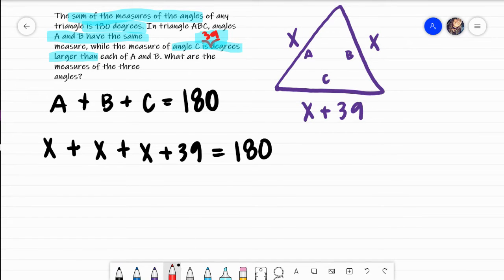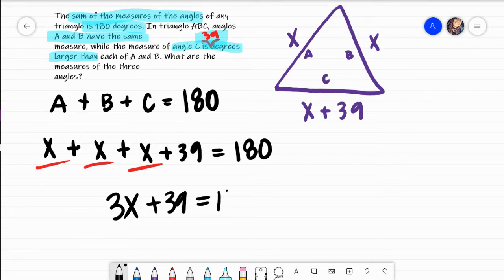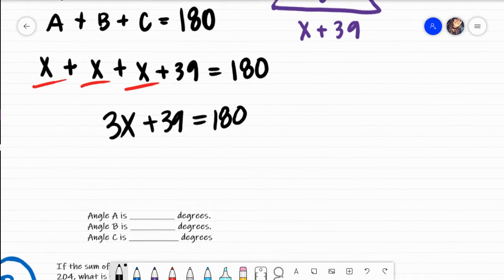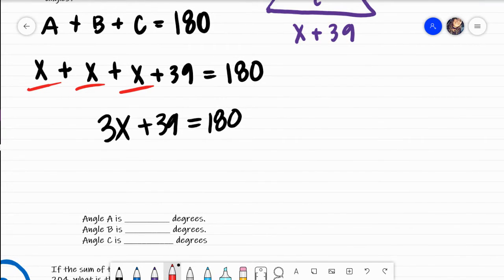I notice here that those are all like terms, right? 1x, 1x, 1x. 1 plus 1 plus 1 is 3. Keep and keep, so I get a 3x, and I have a positive 39 equals 180. If you do 180 minus 39, because I need to move this, what I end up getting is 3x equals 141. And then here I would divide by 3.